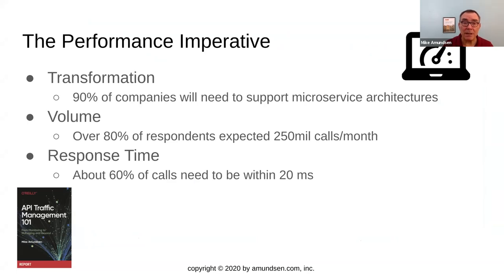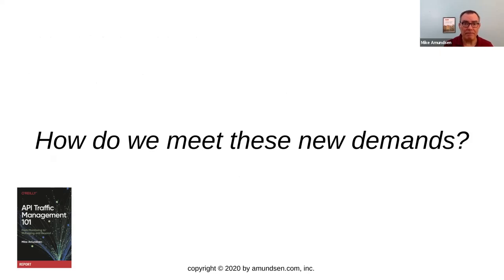So 90% of the companies need to support services, 80% of respondents expect 250 million calls a month, and about 60% of the respondents in the IDC study say they're going to need to be doing calls within 20 milliseconds or 3,000 calls a second. So that's a huge performance imperative that we're going to have to meet in some way. And that imperative is going to be placed on us not just by internal organizations, but by third parties, by our customers, by the people that we count on. And so we're going to have to figure out how to deal with this.